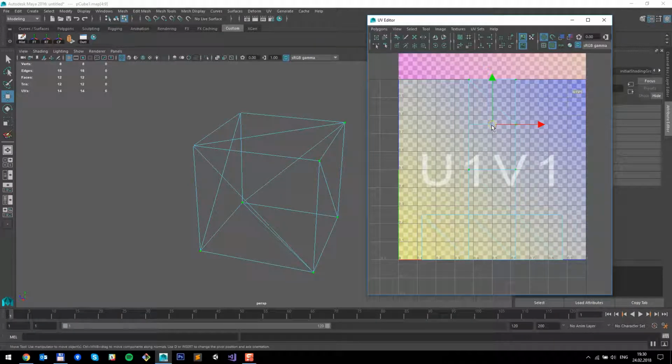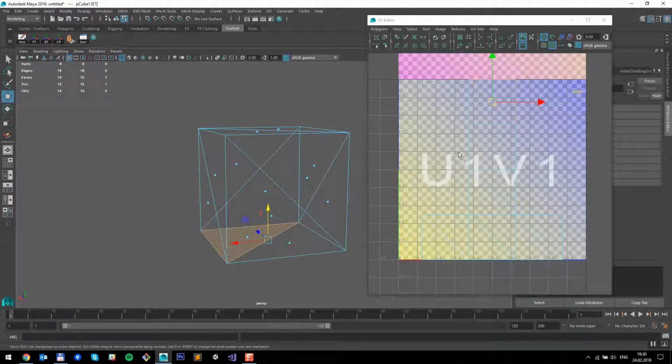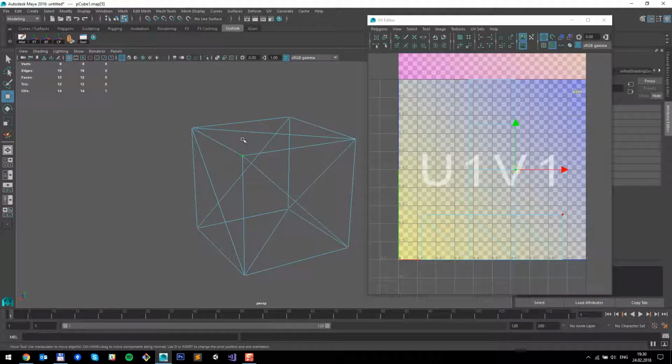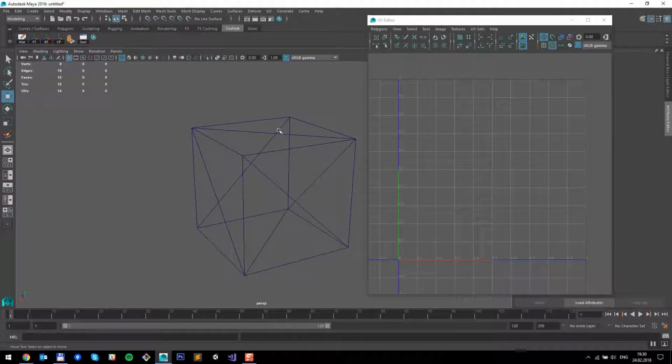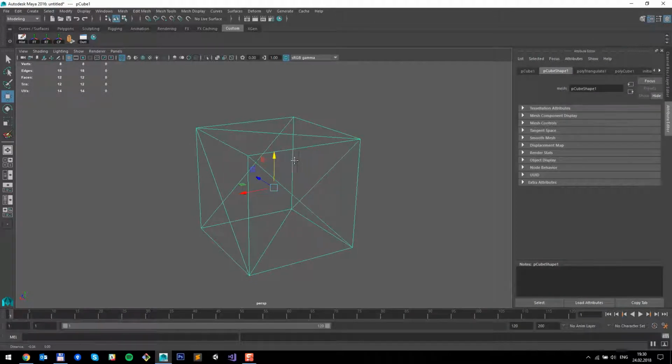Each vertex has its own coordinate in UV space, which is bounded into a square with sides of one unit. The fourth is normal, which defines the orientation of the vertex in space and is used, for example, to define the visibility of triangles, so-called backface culling.